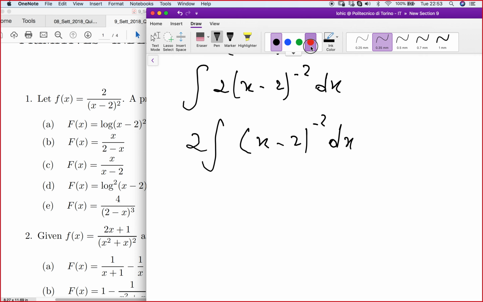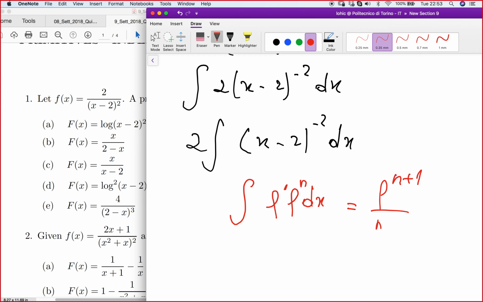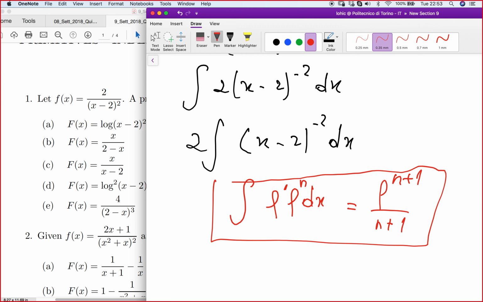Now I remind you of a very important formula of integral calculus: if you have the integral of f prime times f to the power n, this will give you f to the power n plus 1 over n plus 1. It's a fundamental formula, so guys, make sure that you keep it in mind. Anytime you multiply f prime by f to the power n, the integral of this is f to the power n plus 1 over n plus 1.